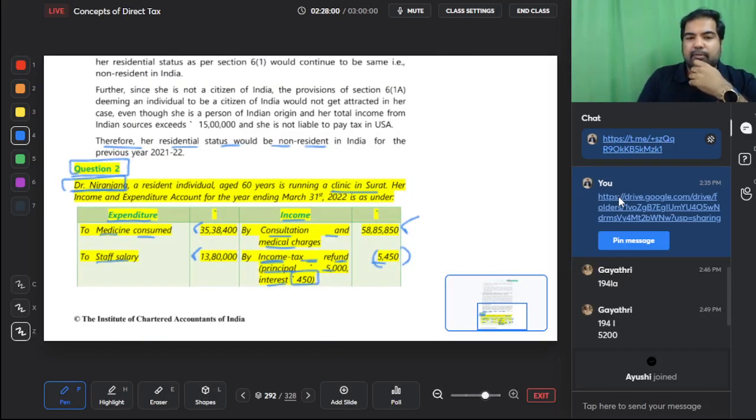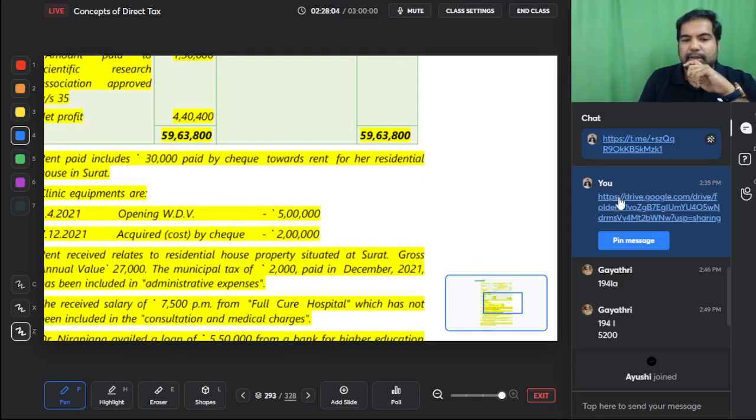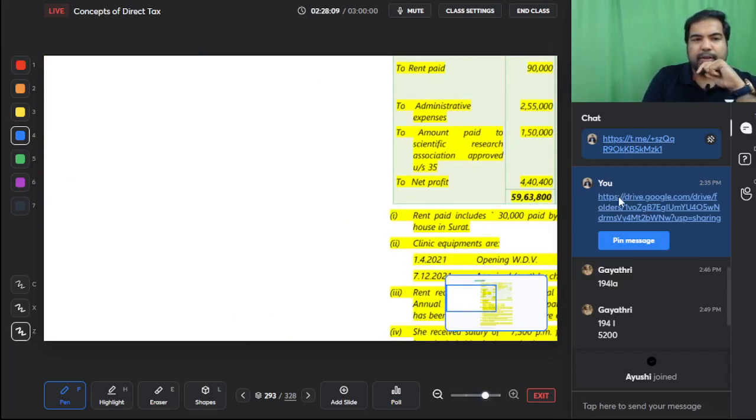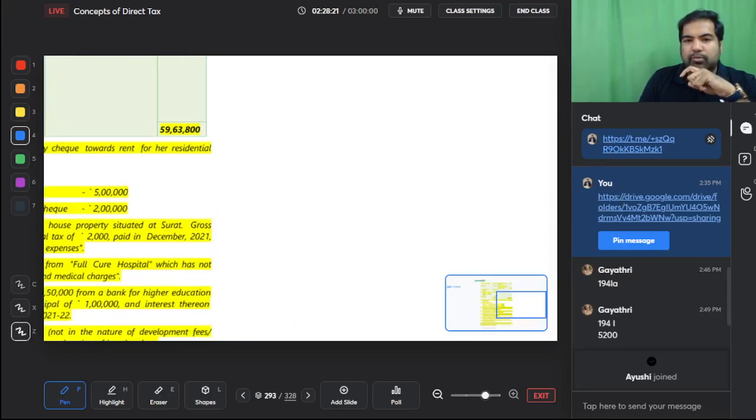Guys, in this case, we will always start with the last number, that is the net profit, which is 4,40,400. So I'm just writing it here: PGBP 4,40,400. This will go in your working note. I'll tell you how to present it also. So you will start by writing what they've asked you: compute the total income. So you will do your sum.